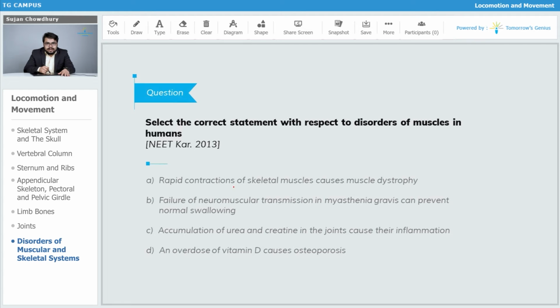Yes, I think you have got your answer, and definitely that's option B. Myasthenia gravis causes serious trouble to you, and you are not able to swallow normally if you are affected.